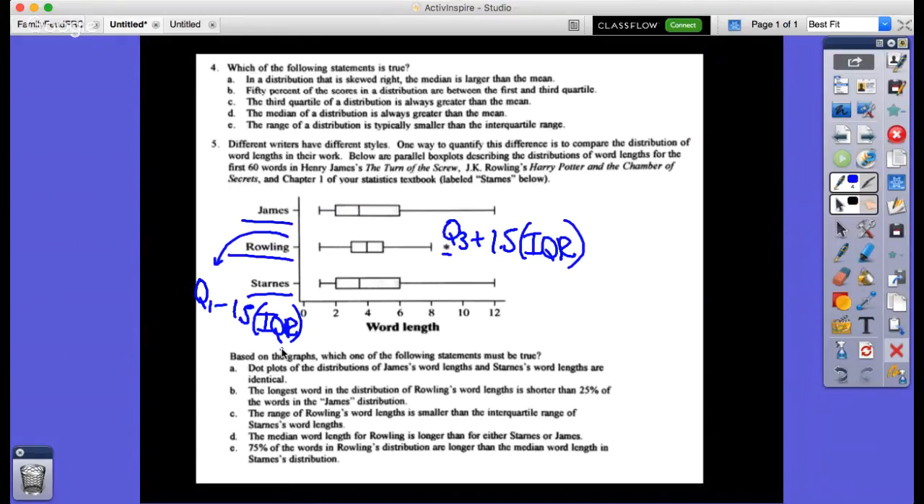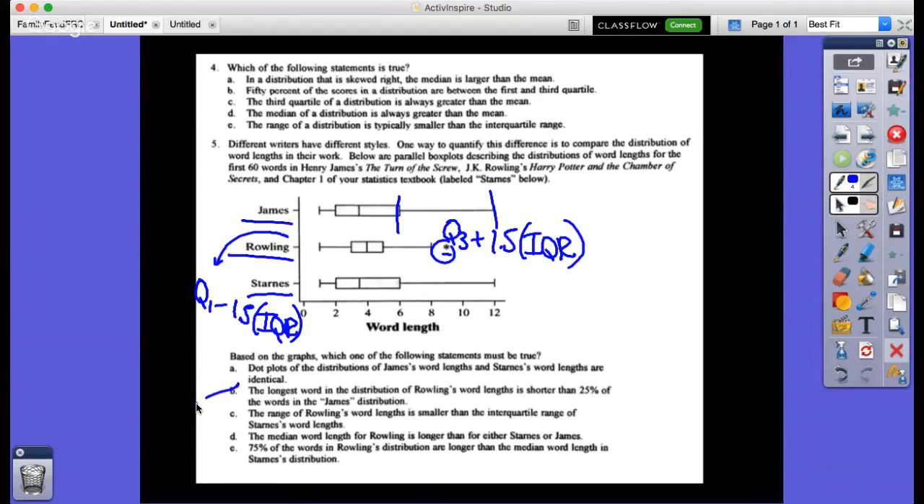No. That's incorrect, right? Because here it's not even close. This is the larger one, right? No. And it says that it's shorter than 25. Shorter would be right in here, right? It was more to the left, but it's not.